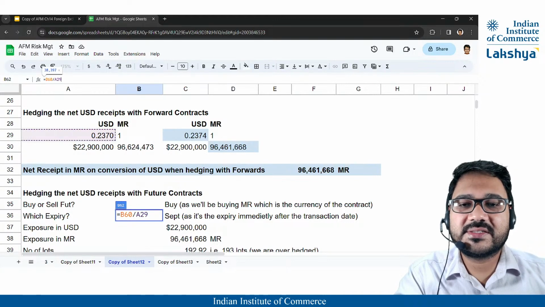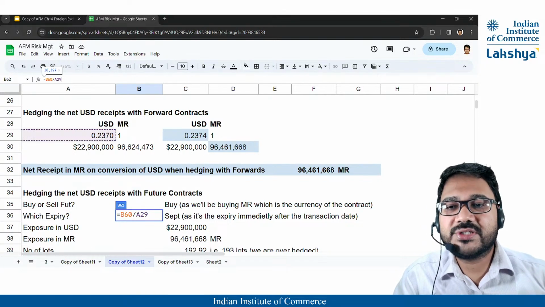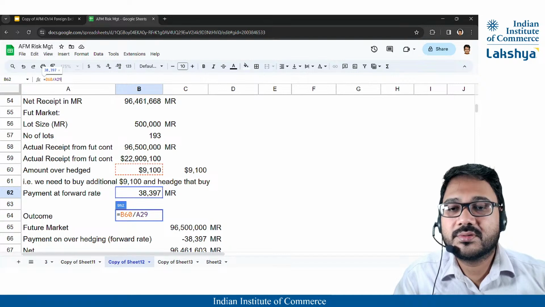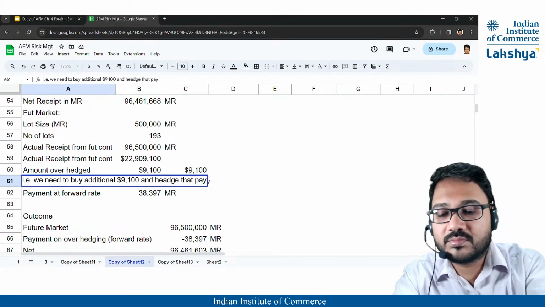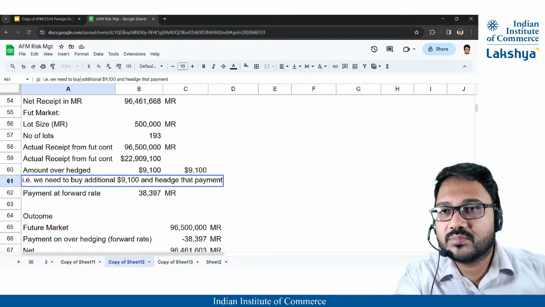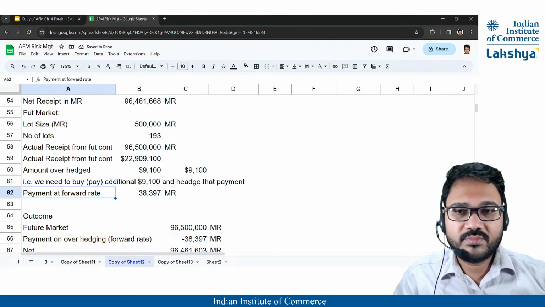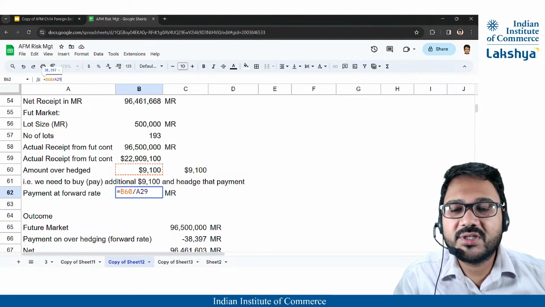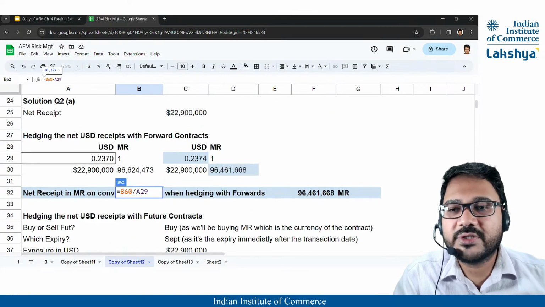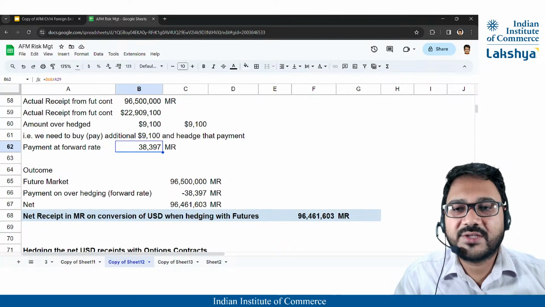Now understand, we selected this rate 0.2374 for the receipt. It is a net receipt, but here it is a payment, so we need to hedge that payment. The additional hedge given in the question is to be done using the forward rate. So you are not using spot, you are using forwards, 0.2370, and this is how you are paying extra.